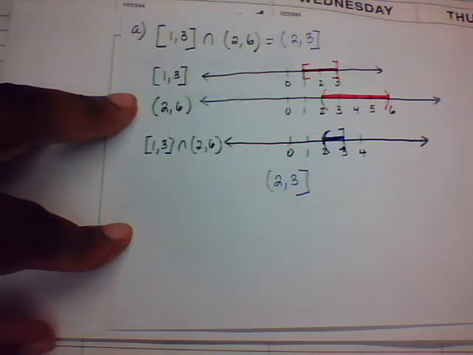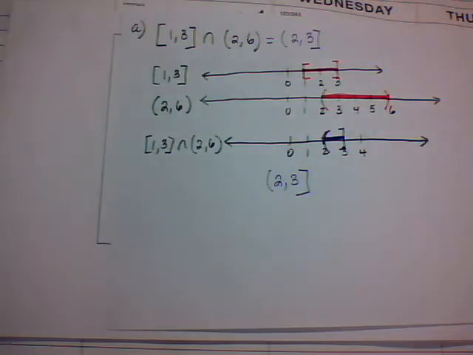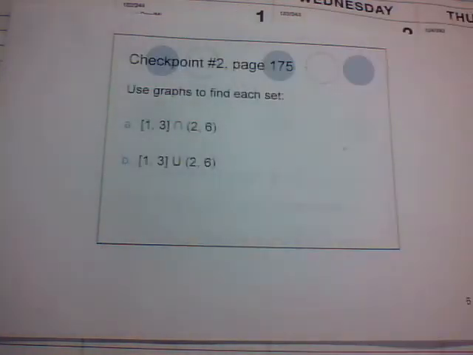So that's how we use the intersection of intervals in this case. All right, now that was part A. Now part B deals with the union. That's putting the two together. I'm going to do this one down here. It's the same two intervals, but this time we're going to do the union of those two graphs.